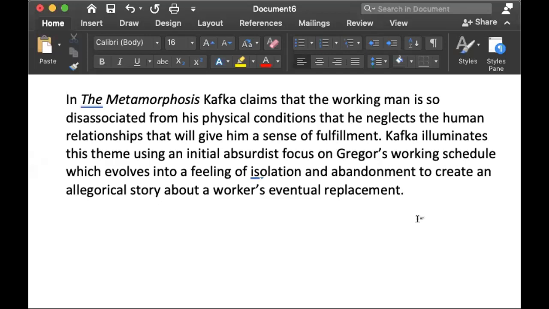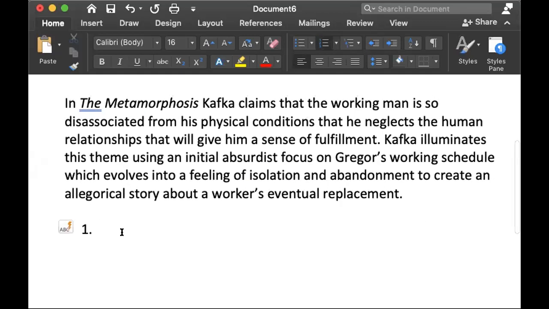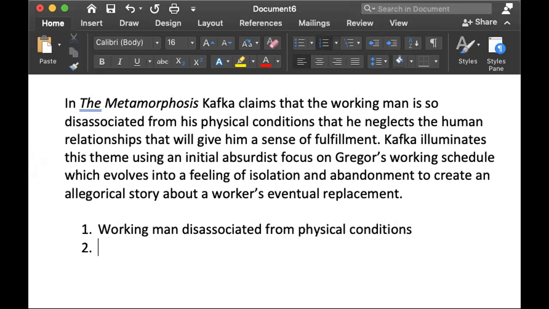So I want to break it apart based on the theme. So when I look at this, I'm going to have paragraph 1 here, right underneath. Kafka claims that the working man is so disassociated from his physical conditions. That is the first part of my theme. So I need to prove that part first. I'm going to do working man disassociated from physical conditions. And then let's see, my second paragraph is going to be neglects human relationships.